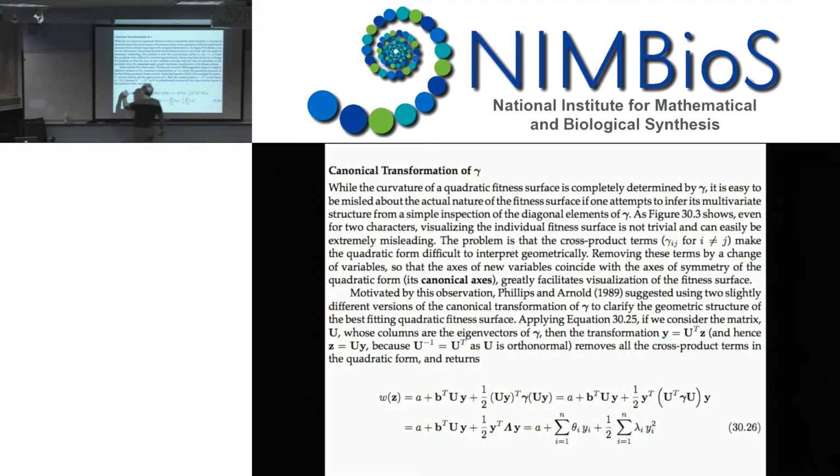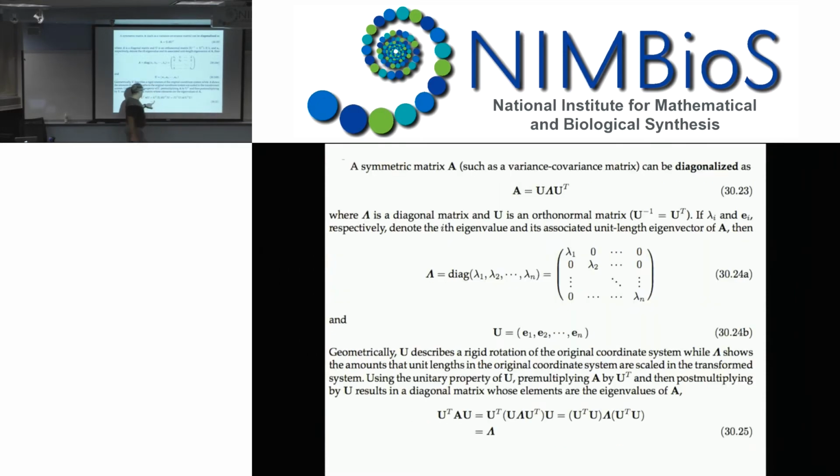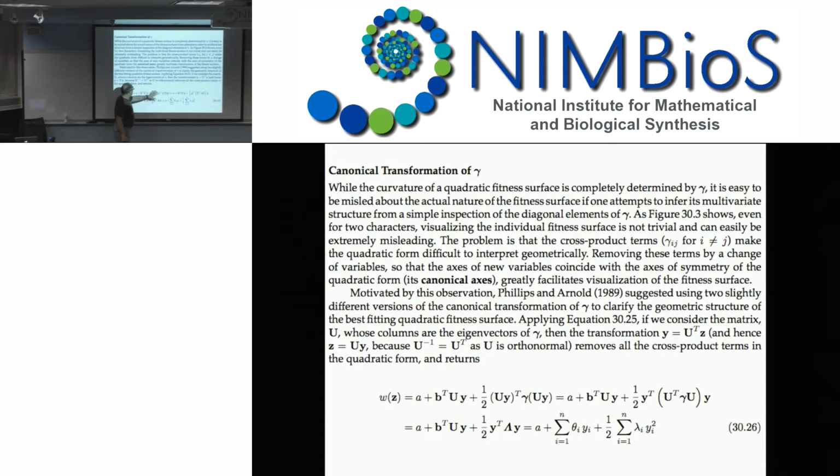I can then replace z by u times y, because remember, the transpose is the inverse. And then that's the value of z. If you manipulate that, what you end up getting is u transpose gamma u. What is that? That's now a diagonal matrix. And so this complicated thing with all these cross products now collapses to this.